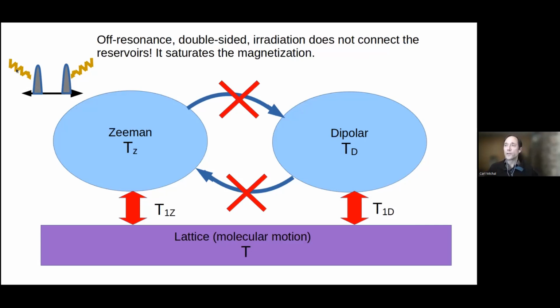However, with this dual frequency irradiation, if you apply the RF pulse, the pre-pulse, to both sides at the same time, this coupling between the reservoirs doesn't happen. Instead, all that happens is a suppression, right? This partial saturation of the magnetization. So the single-sided and the dual-sided irradiation actually do quite different things here.